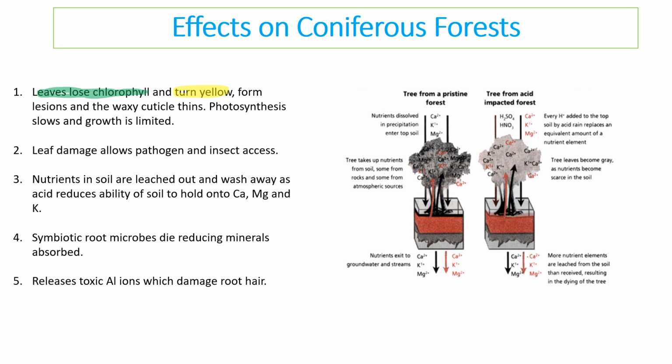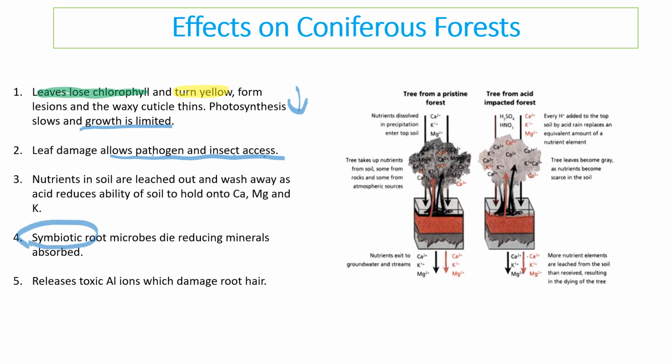This means that photosynthesis rates will decrease and their growth will become limited. Leaf damage also allows the plants to get affected by pathogens, so disease-causing microbes and insects. And what will also happen is the soil loses nutrients into local waterways because it becomes more soluble as a result of the acid. Some plants have something called a symbiotic relationship.